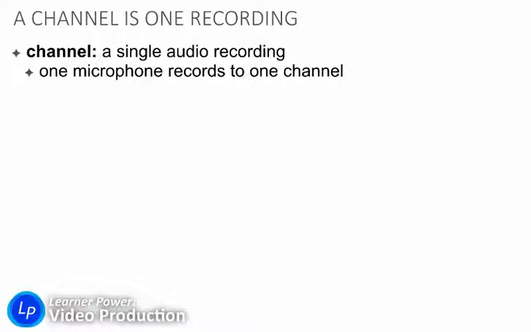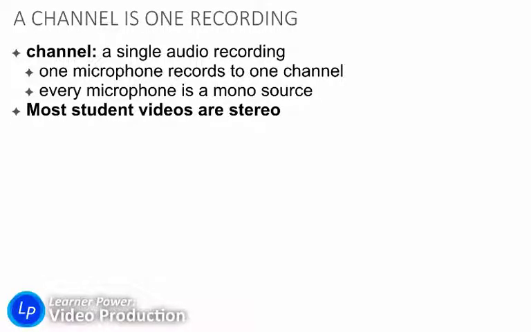A channel is a single audio recording. One microphone records to one channel, and each microphone only records to one channel. That means that a microphone is technically a mono source. A microphone cannot produce stereo sound because there's only one microphone. You'd need 2 microphones for stereo. So 2 channels would be stereo.